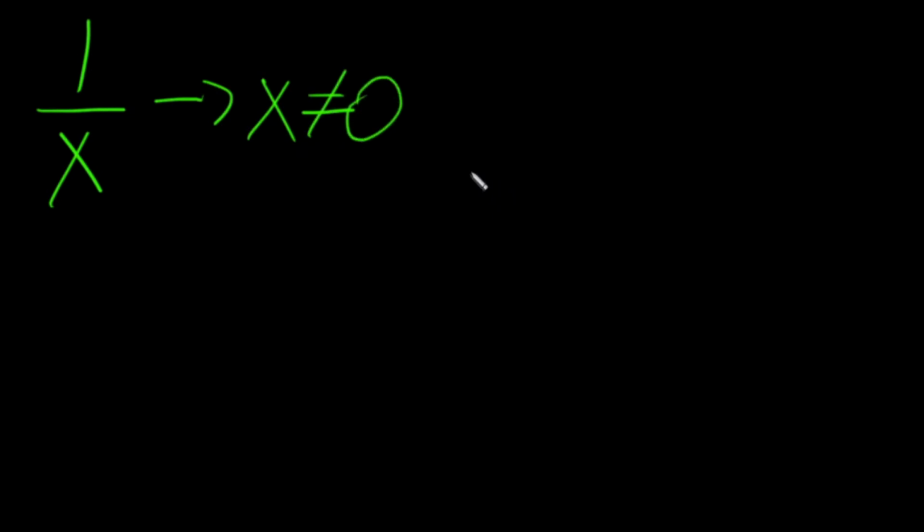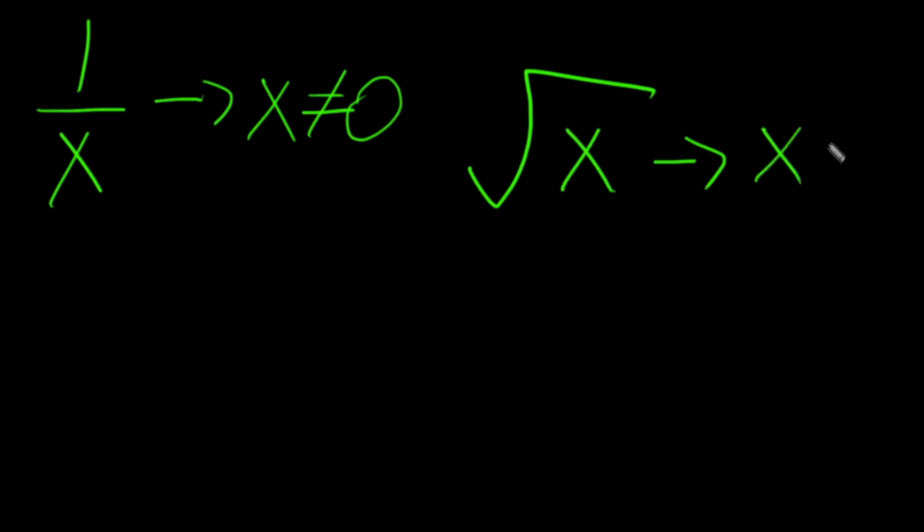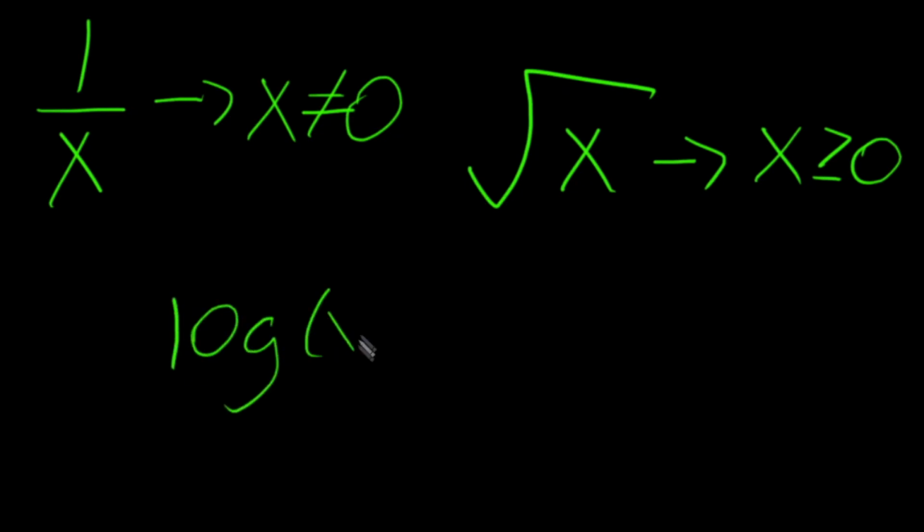Another common scenario is the square root function. Let's say it's square root of x. In this case, we cannot take the square root of a negative number, so whatever the radicand is, the part underneath the square root, must be greater than or equal to 0. If you're working with logarithms, log of x, in this case, you must take the log of a positive number. So whatever we're taking the log of, in this case x, must be greater than 0.